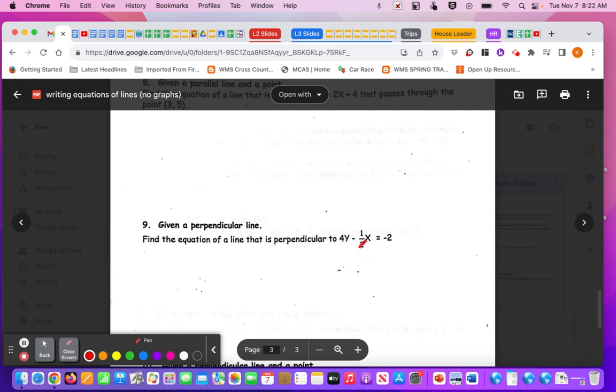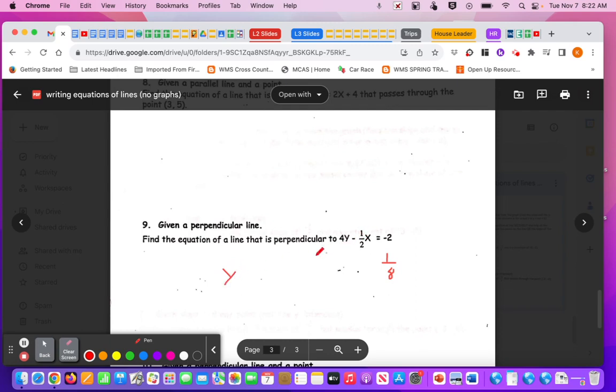So I'm going to be adding 1/2 x to the other side and then dividing by 4 to get the y by itself. And if I do that, I find out that my slope is 1/8. All right, I think everyone can follow that. If we're adding 1/2 x over here and dividing by 4, I get 1/8. And now I just want to write an equation of a line that is perpendicular to this one.